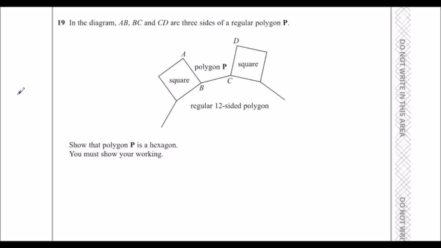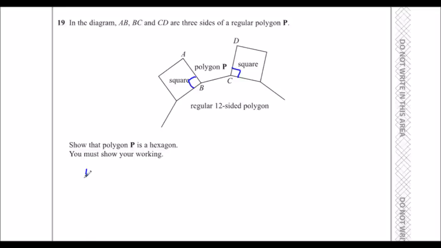Okay, question 19. In the diagram AB, BC and CD are three sides of a regular polygon P. So we've got a polygon here. Show that polygon P is a hexagon. So we've got two squares and a regular 12-sided polygon that join up and they make polygon P. So we're going to work out the angles. So we know the angle in a square is 90 degrees. How about the 12-sided polygon?